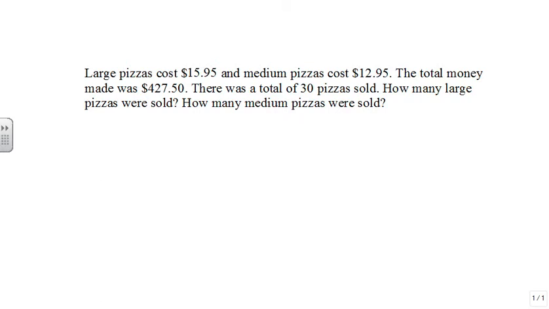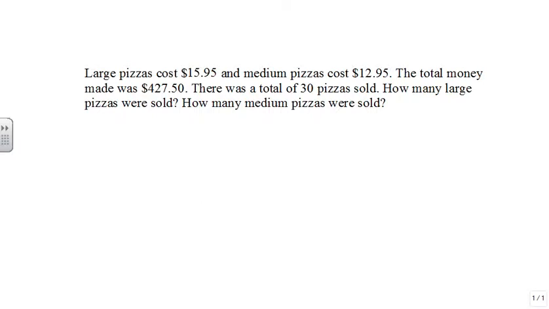For this particular problem, we're going to use systems of equations to try to figure out the cost of one item. Large pizzas cost $15.95, and medium pizzas cost $12.95. The total money made was $427.50. There was a total of 30 pizzas sold. How many large pizzas were sold and how many medium pizzas were sold?